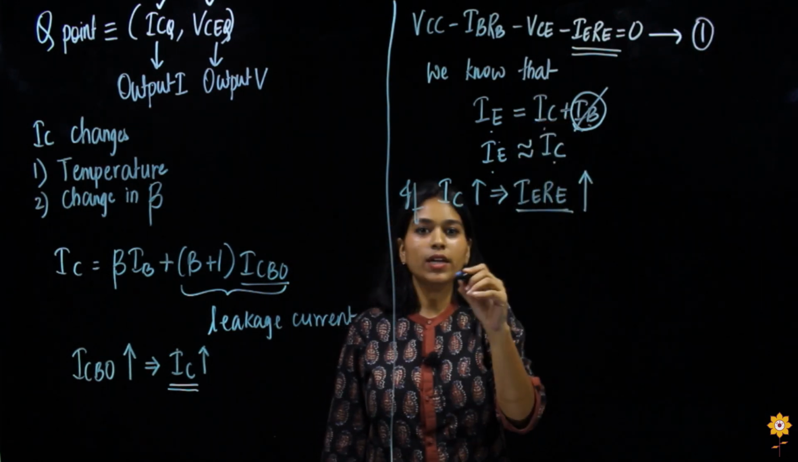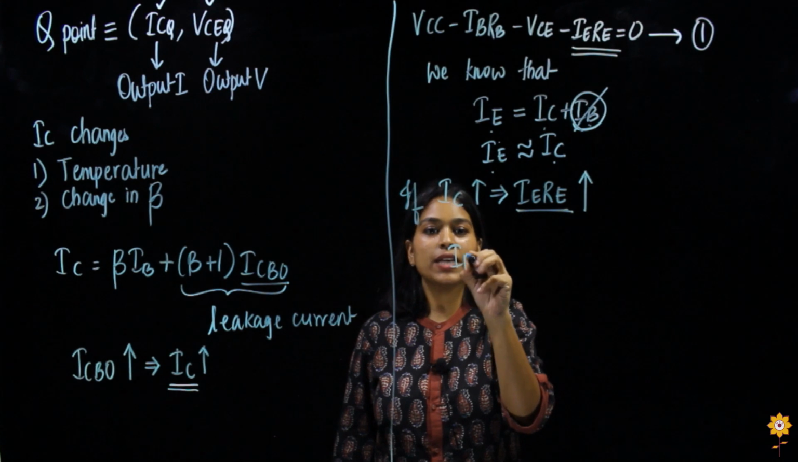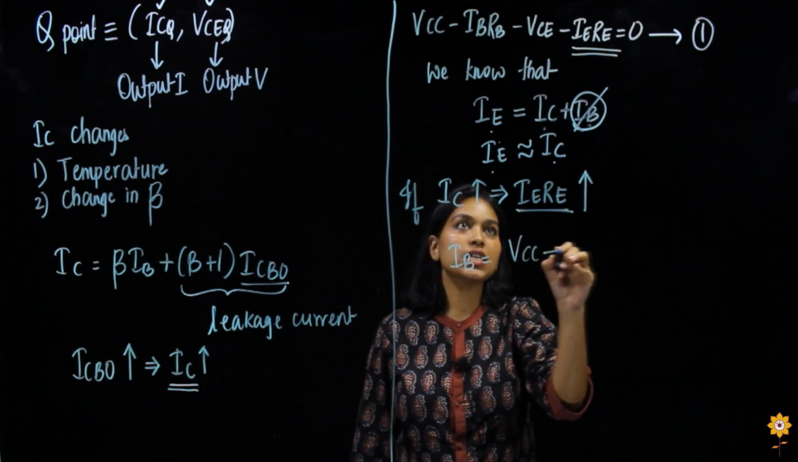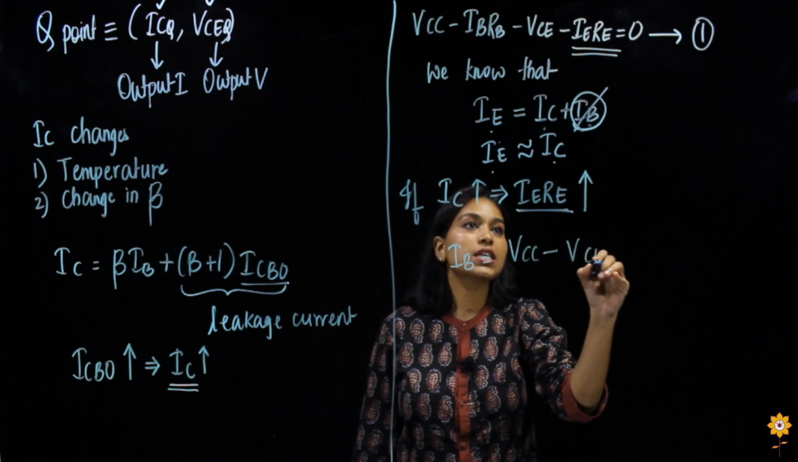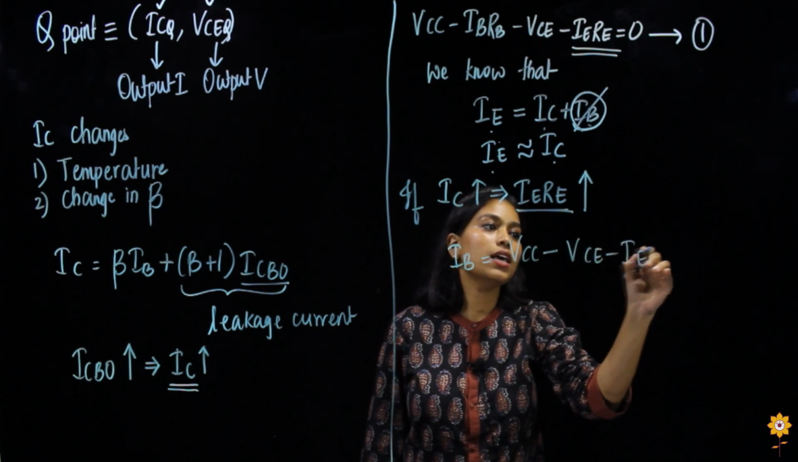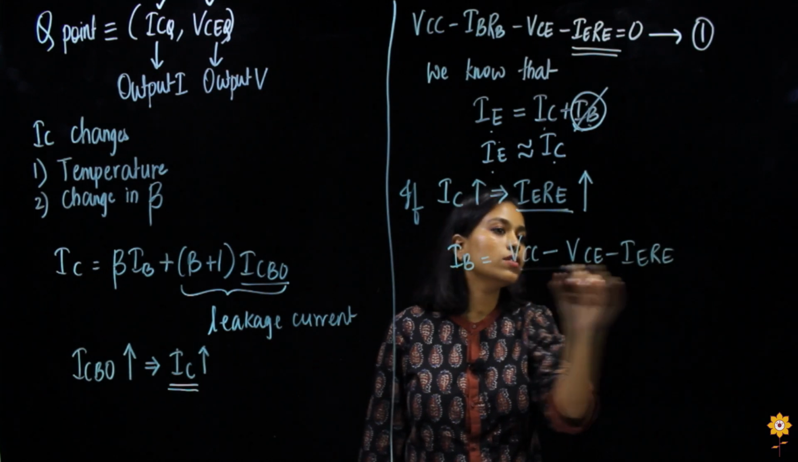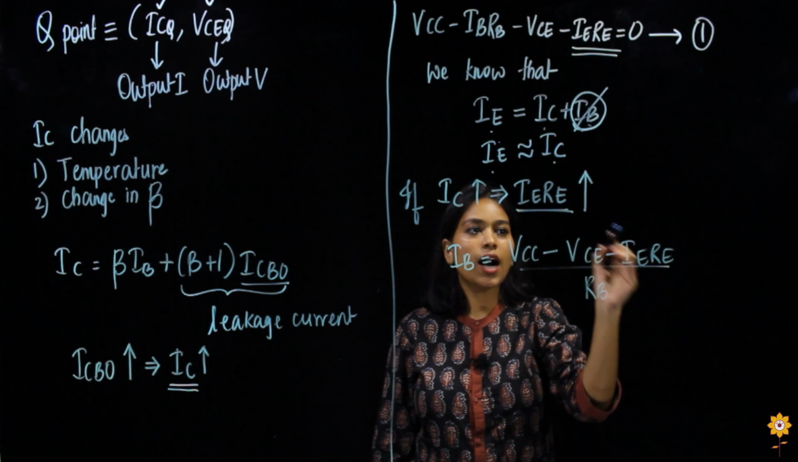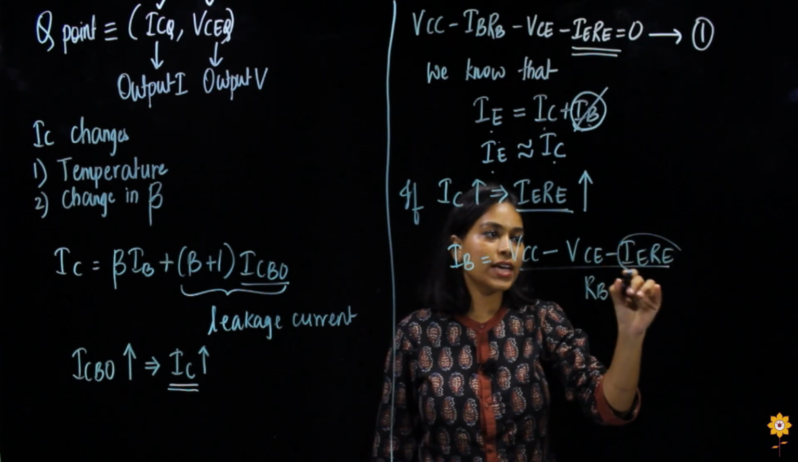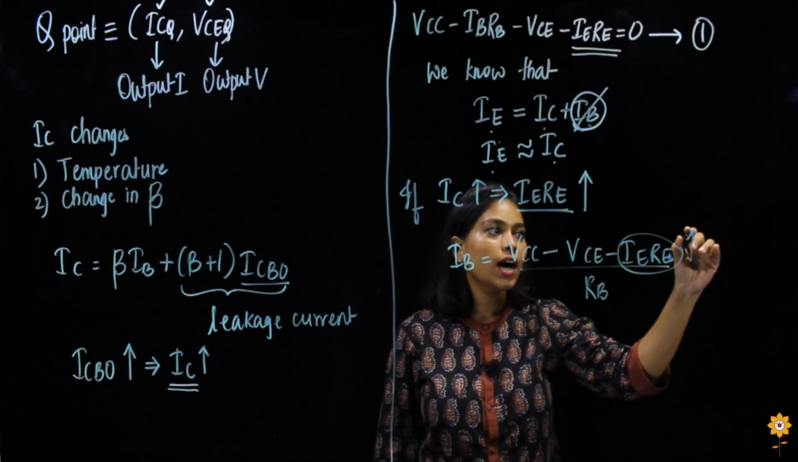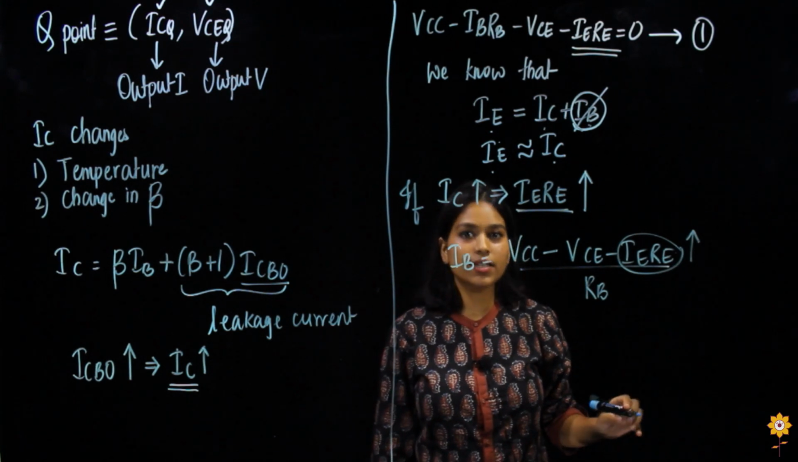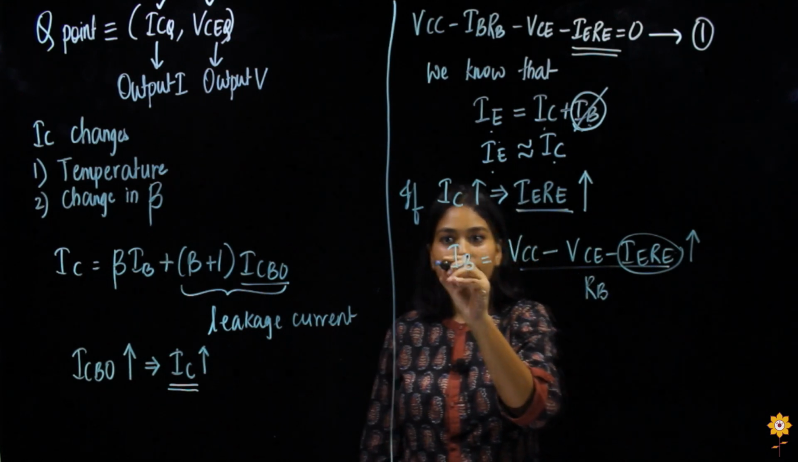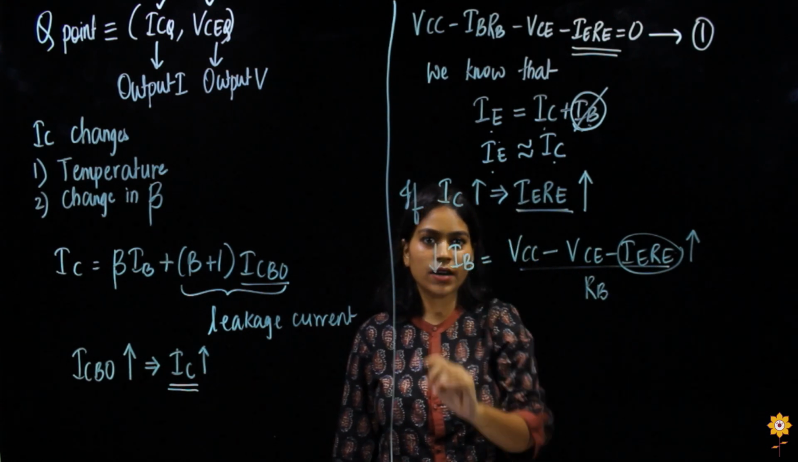From this equation 1, let's take IB, or the base current, on one side. So we get IB is equal to (VCC minus VCE minus IERE) upon RB. Now here we can see that IERE is increasing, right? So if IC increases, this term IERE also increases. Now if IERE increases, automatically IB will decrease, right?